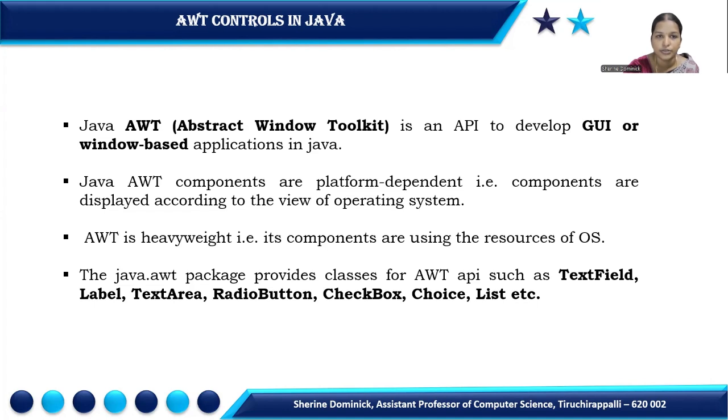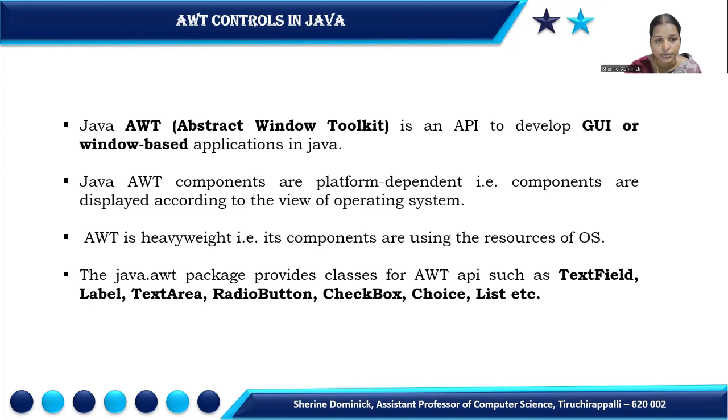Java AWT components are platform dependent. We should notice that it is platform dependent and not independent. In the previous programming that we have done in Java, we said that Java is independent. Here, using AWT controls, the components depend upon the operating system. Each operating system has its own view, and that reflects on the representation in the window. AWT is a heavyweight component as it uses the resources of the operating system. It is not a standalone application. It depends on the resources of the operating system.